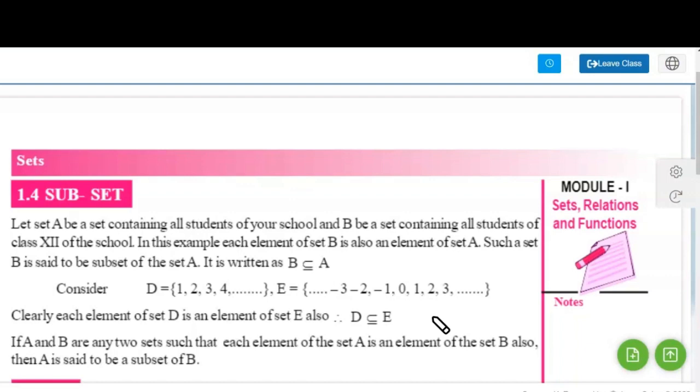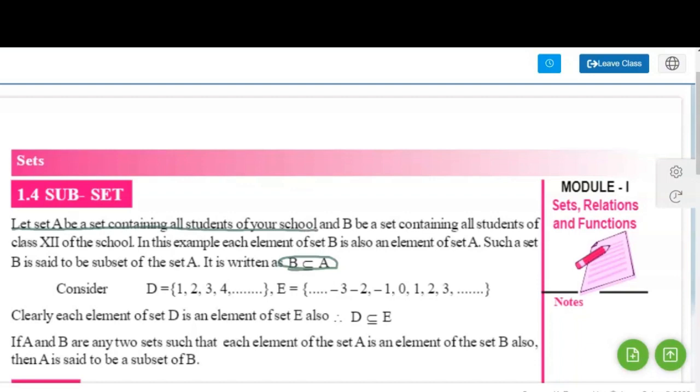So let's start. So topic that we are going to cover is subset. Let us know what is a subset. The subset means if you are given two sets, one set when written as B is a subset of A. What does this mean? So we have two information.